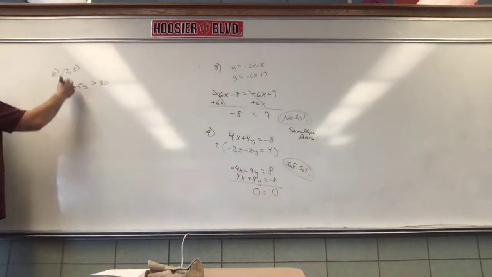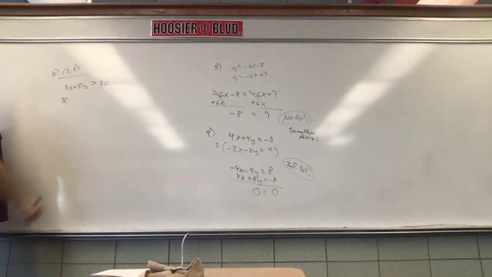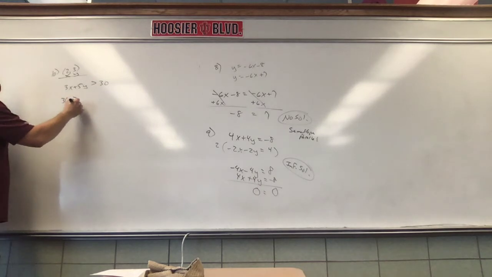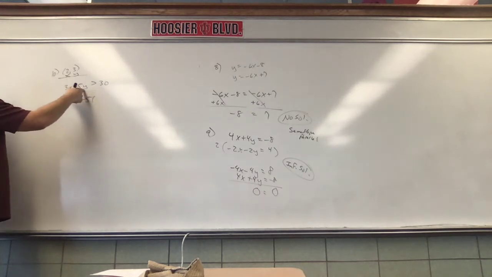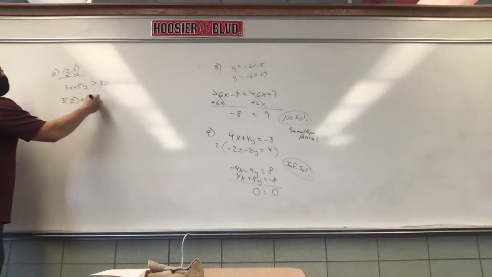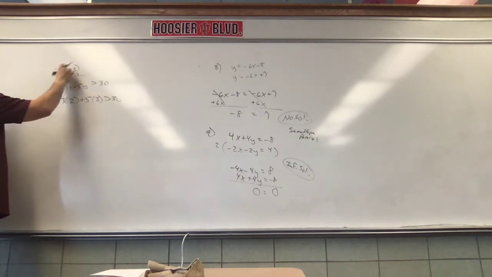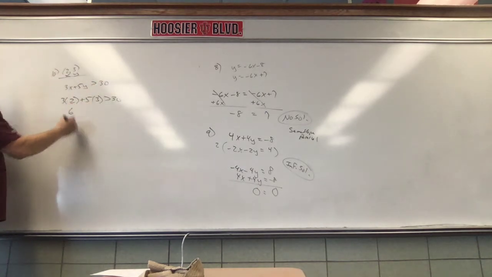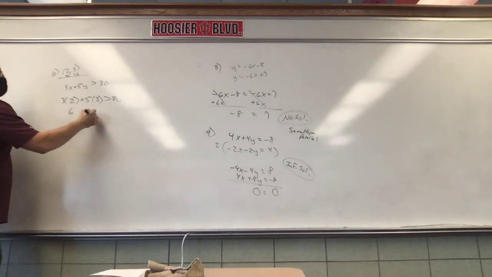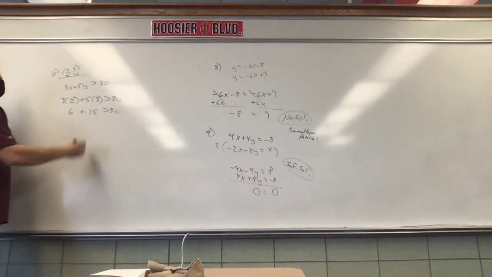3 times, what's the x value here? It's 2. Yes. Plus 5 times, what's the y value? 3. All we did is plug in x and y, 2 and 3. 3 times 2 is 6. 5 times 3 is 15. 6 plus 15 is 21.